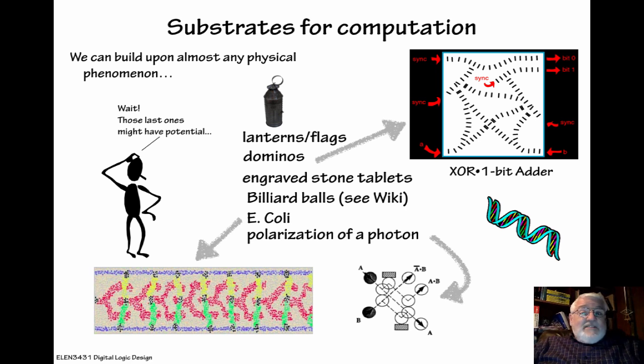You can use engraved stone tablets to store information, and then also use them to compute, believe it or not. Billiard balls, see wiki. So you want to go to Wikipedia and look up computing with billiard balls, and you'll see that can also be used. There are all kinds of crazy ways to manipulate information and represent bits.